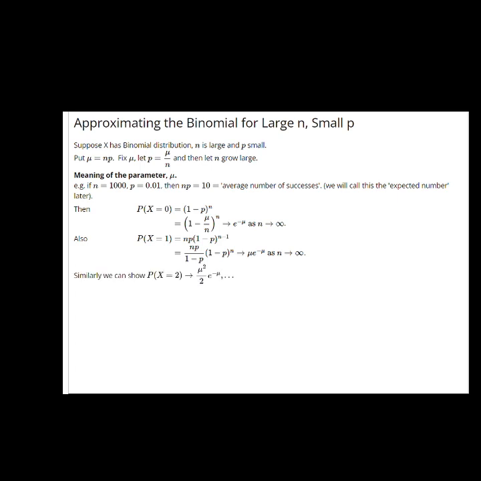We can similarly work with the probability x equals 2 and show that that converges to mu squared over 2 e to the minus mu. Or in general, for any value of x, probability x equals little x converges to mu to the x over x factorial e to the minus mu, x equals 0, 1, 2, and so on. This convergence occurring as n goes to infinity and p equals mu over n converging to 0.